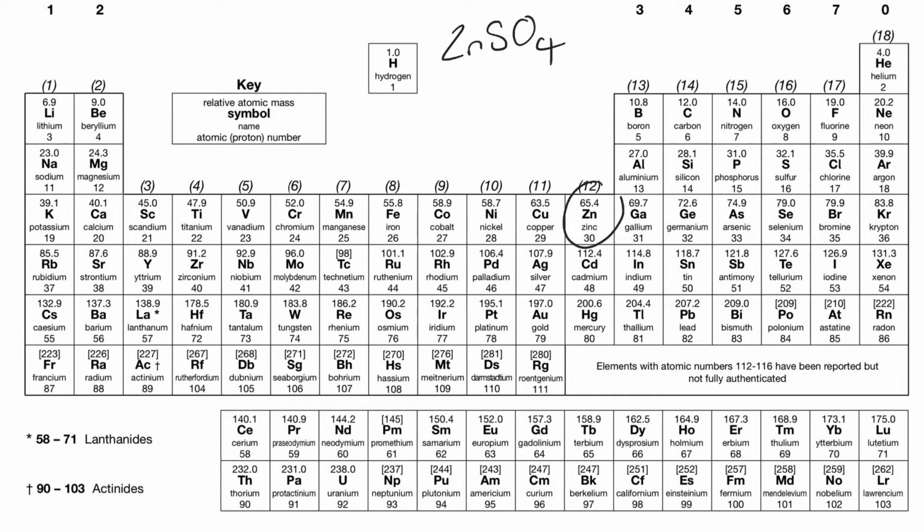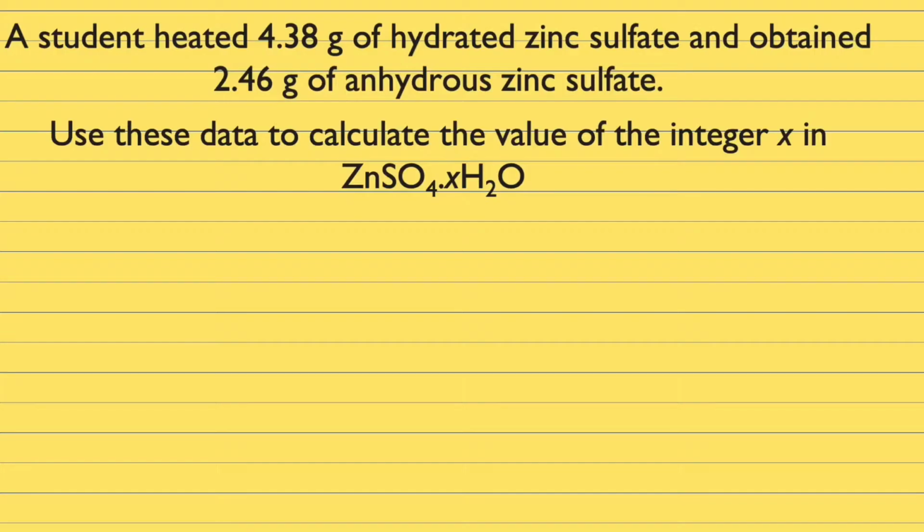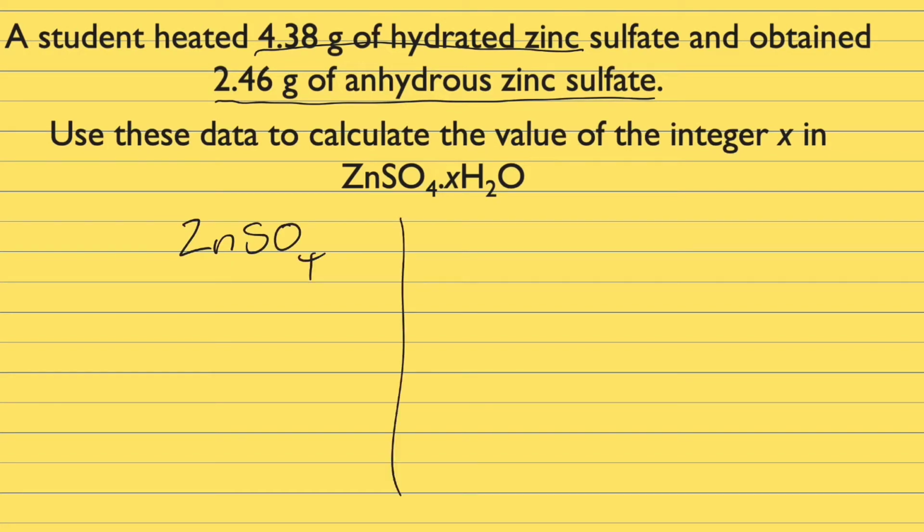So the relative atomic mass of zinc is 65.4, oxygen is 16, sulfur is 32.1, and we also need to work out the relative formula mass of water, where the relative atomic mass of hydrogen is 1 and oxygen is 16. Okay, so we'll go back to the question. A student heated 4.38 grams of hydrated zinc sulfate and obtained 2.46 grams of anhydrous zinc sulfate. So we're going to make our table. We're going to have zinc sulfate here, and we're going to have water here, and then we need the mass, the MR, and the moles.